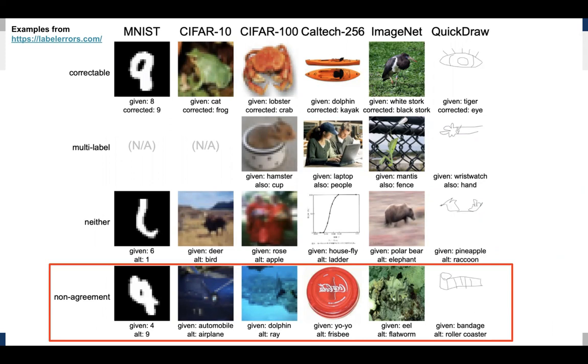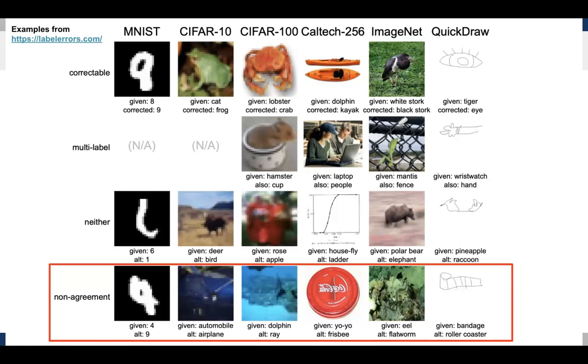So one kind of label error here: we ran our algorithms on all these images from the original data sets, such as MNIST, CIFAR, Caltech 256, ImageNet, QuickDraw. And then our algorithms flagged which images they thought were mislabeled. And then we showed those images to Mechanical Turk workers, and we provided them an alternative suggested label based on the prediction of a machine learning model. And we asked them, do you prefer the alternative label or do you prefer the original given label in the data set? Or do you prefer neither? And then we categorized the different categories.